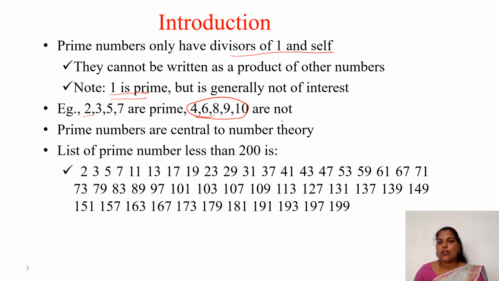Prime numbers are central to number theory. Some of the list of prime numbers less than 200, these numbers we are all aware of: 2, 3, 5, 7, 11, 13, 17, all these numbers. But if you have a very large number, we don't know what number is given, we can't easily tell. If it is an even number we can easily tell, but for an odd number we can't easily tell whether it is prime or not. For that we have many primality tests. Later on we can see that.